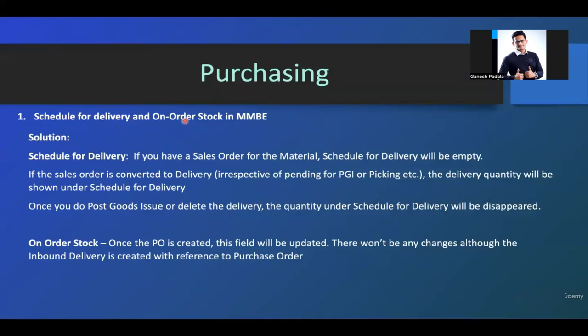Whenever you check the MMBE report for a stock overview of a single material, at that point of time, you see schedule for delivery and on order stock. What exactly are these two things?